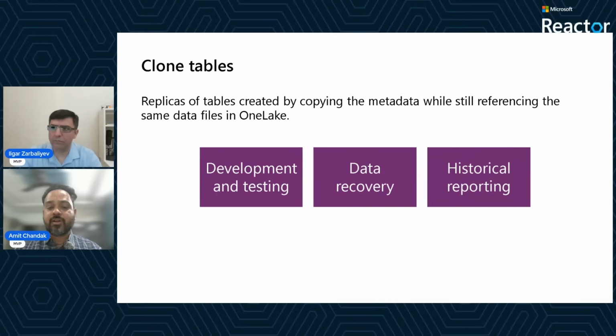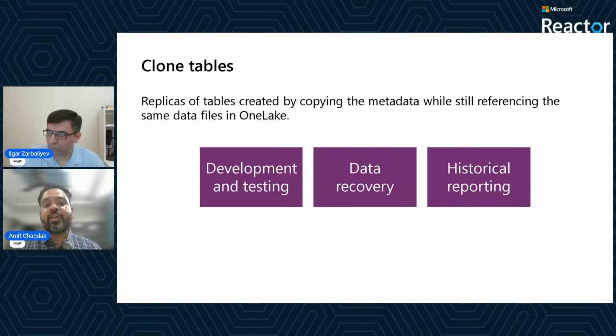Typically, the delta files store 30 days of your history, meaning they will keep 30 days of history, and beyond that, if you need, you can use clone tables. So what is clone going to help with? Clone tables allow developers and testers to create copies of the table in a lower environment, facilitating development, debugging, testing, and validation processes. Even for data recovery, it can help.